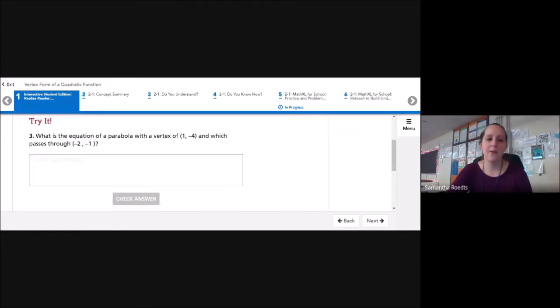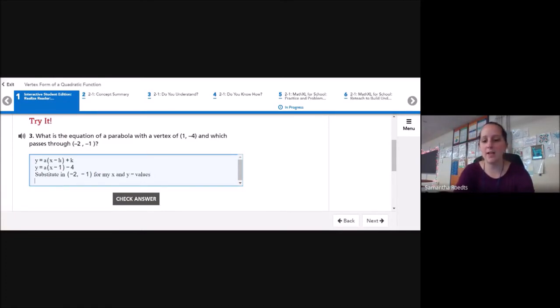All right, so let's try it out. What's the equation of the parabola with a vertex (1, -4), which passes through (-2, -1)? So the first thing I want to do is write out the vertex form. I know that h is 1 and k is -4. I'm going to then substitute in (-2, -1) for my x and y values.